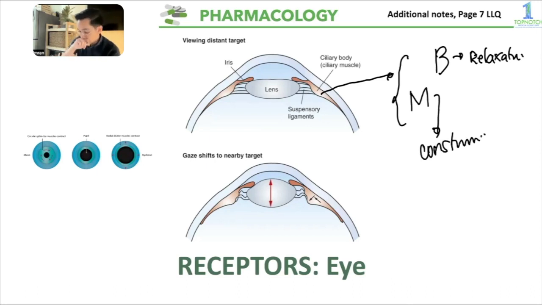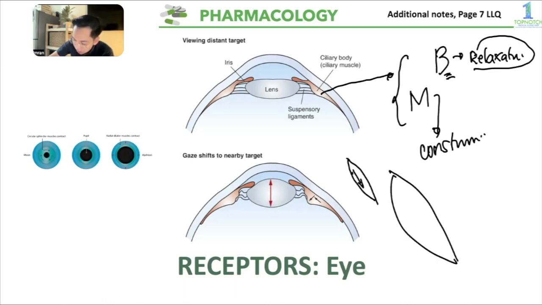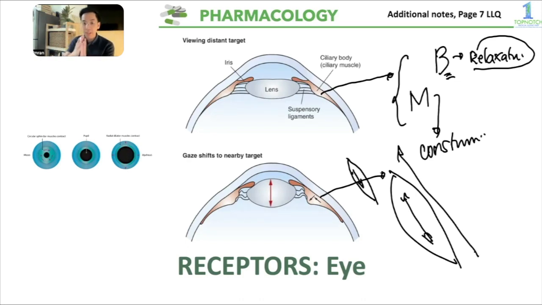Okay? So ngayon, yung ating beta receptor, pagka in-stimulate mo daw siya, nagre-relax yung ciliary body. Ang orientation kasi ng muscle mo ay pag ganito yung fiber niya. Lakihan ko ha. So ganyan. So pag nag-relax siya, mas humahaba siya. 'Di ba? Mas humahaba siya kasi nag-relax siya, no?